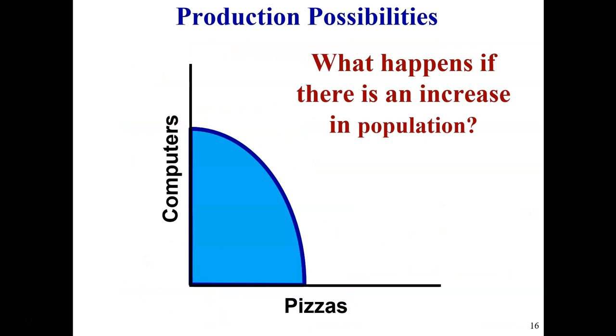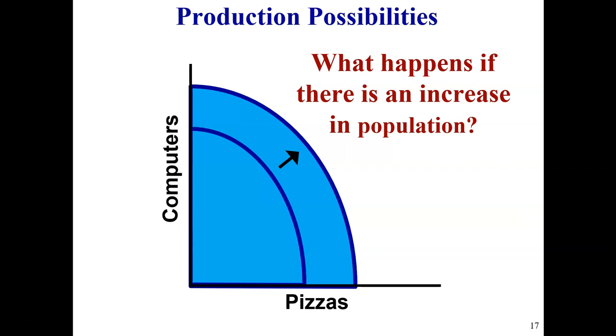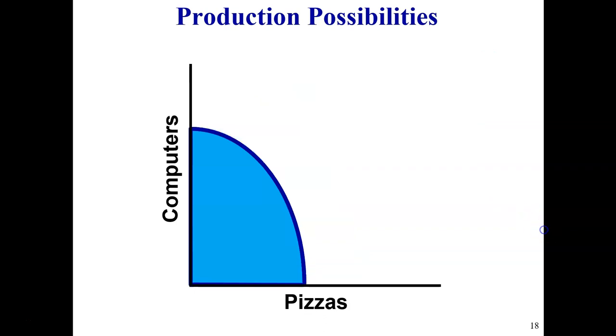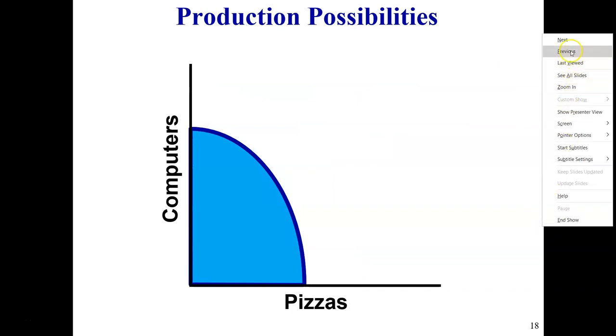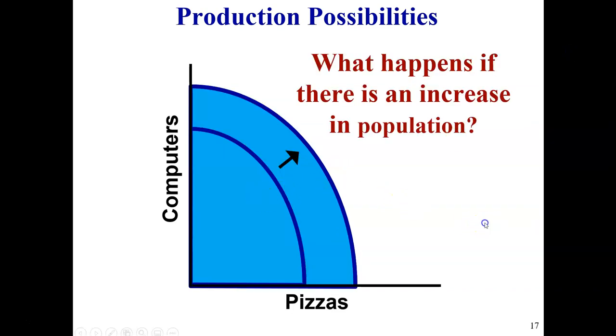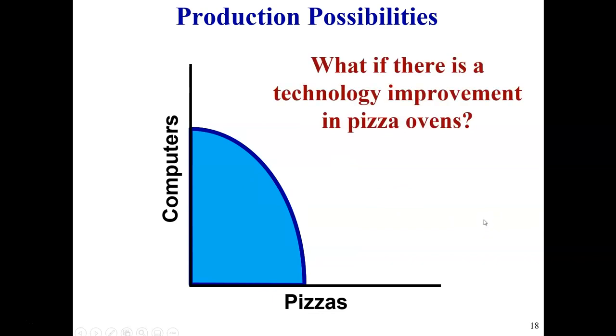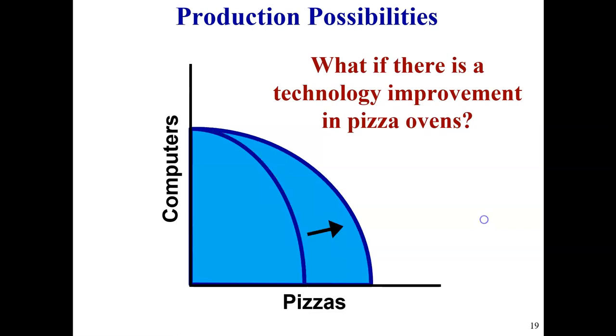So what happens if there's an increase in population? The PPC could shift to the right. What if there is a technology improvement in pizza ovens? We're just talking about an improvement that affects only the production of pizzas, so only that part of the curve would shift outward.